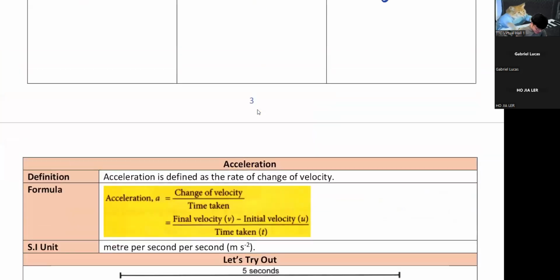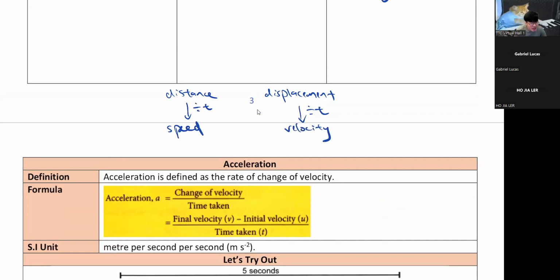Okay, so what is this? Okay, let me sum it up. Let me sum everything up. First, you have distance and displacement. Right, the straight line and the total. And if you divide distance by time, you will get speed. And if you divide displacement by time, you will get velocity. Right, this is what we just learned. And if you divide both by time, you would get acceleration.